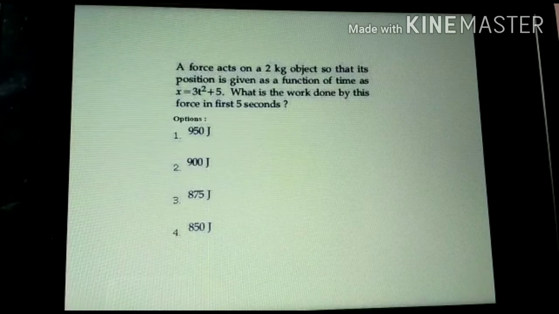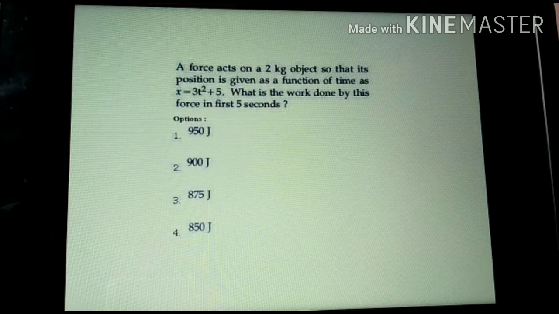Karthik, read this question. A force acts on a 2 kg object so that its position is given as a function of time as x is equal to 3t square plus 5. What is the work done by this force in the first 5 seconds?